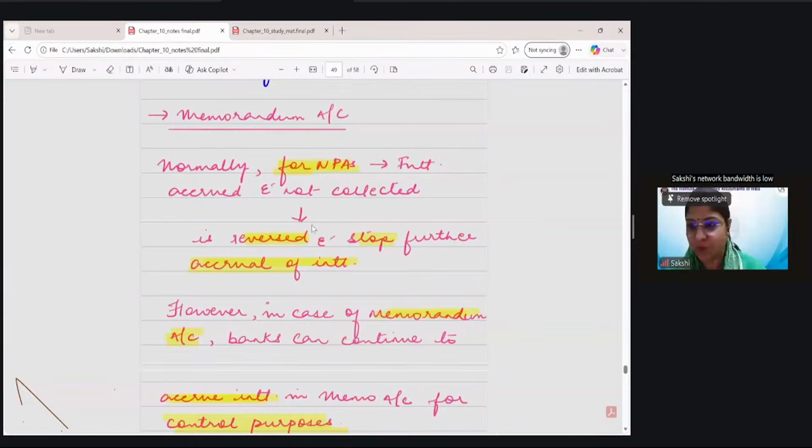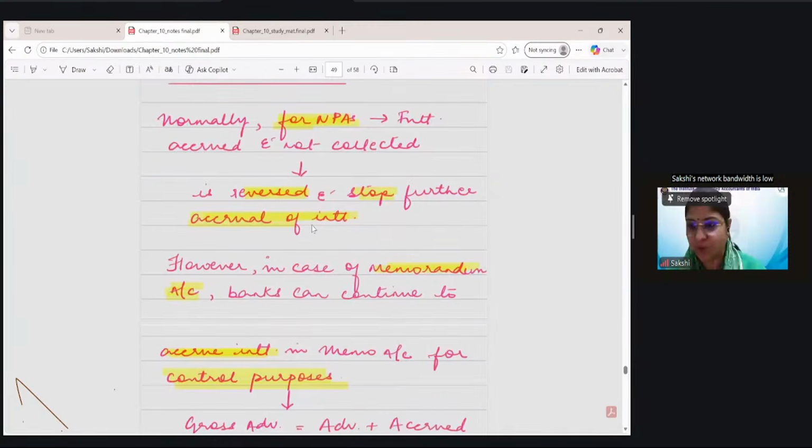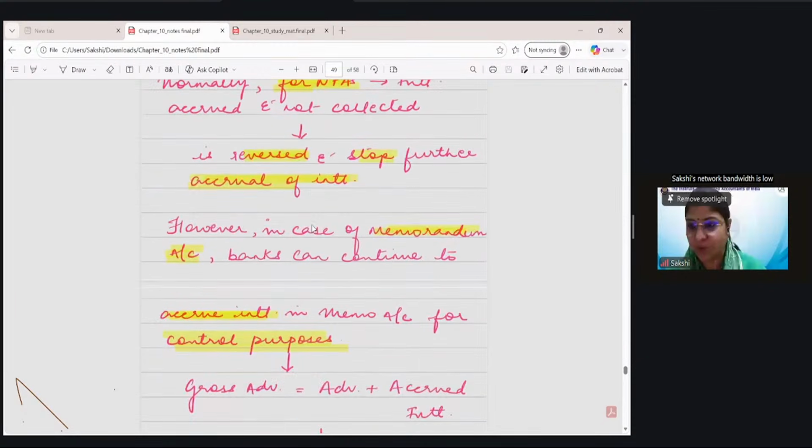They say, will you include this interest in the memorandum account? They say no. For computing gross advance, the memorandum account interest will not be included. Why? Because actually there was no recovery. Just for the dummy account, just for the sake of bank keeping control over NPA, it was continuing to accrue it.